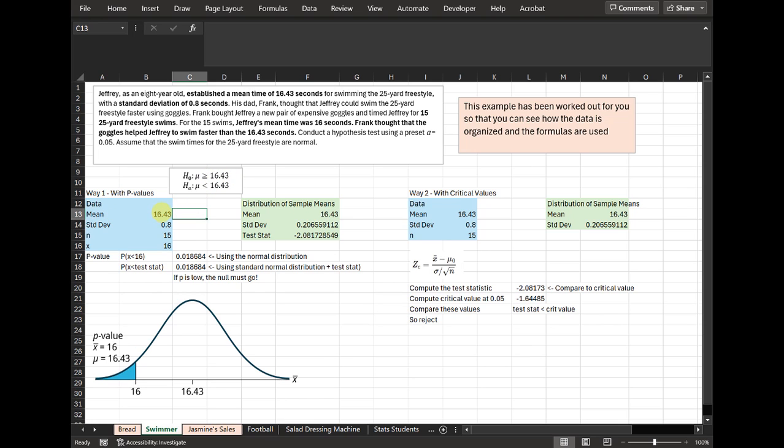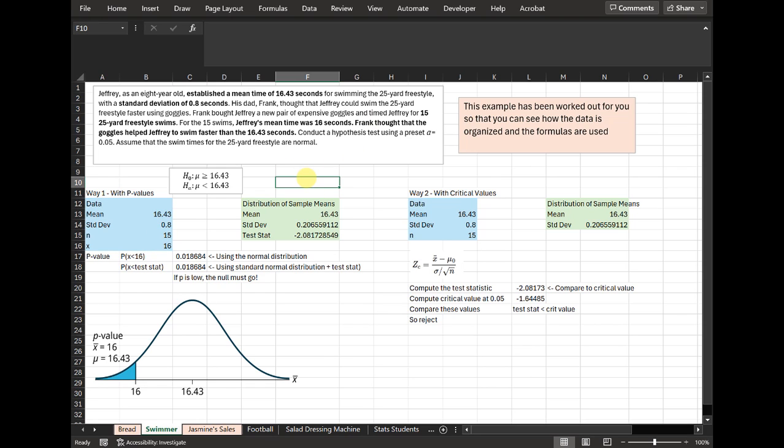Since this is what we're testing against, this is what we're going to call the mean. There are very often two different means that you're talking about, and you have to keep them straight. The one that you're testing against is your established mean. And then the new mean that you're using as your data to test with, that's what we call our x. That's the way that I label those things. So I've got this 16.43, my established mean, x equals 16, that's my new mean. My standard deviation, which I know in the back of my head is sigma, is 0.8. And then the n that we're talking about is 15.